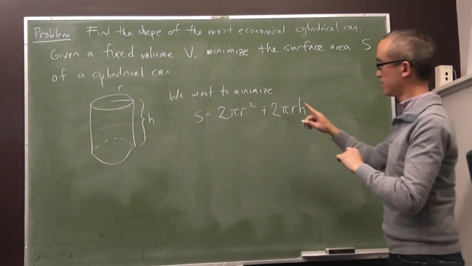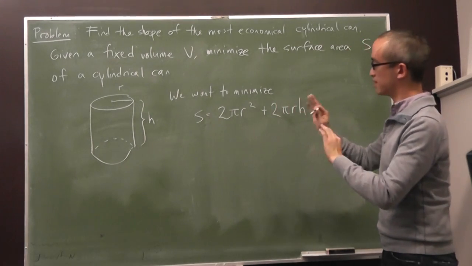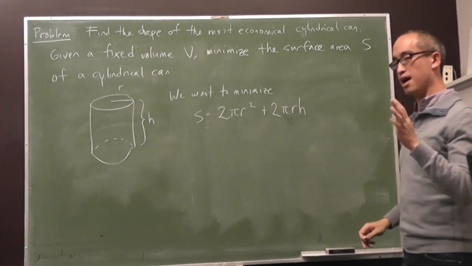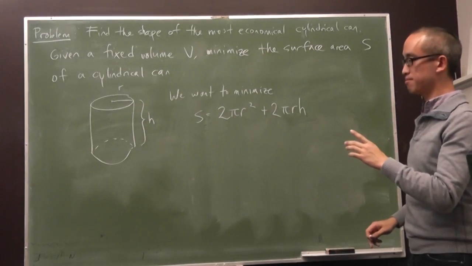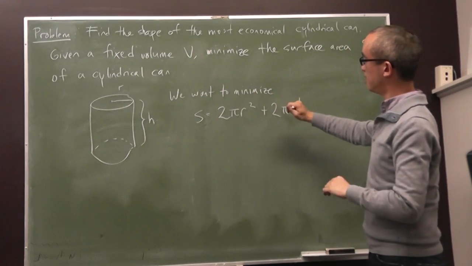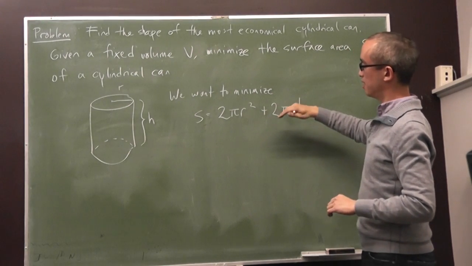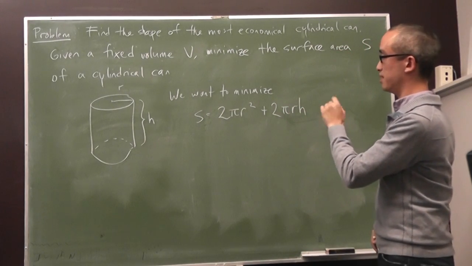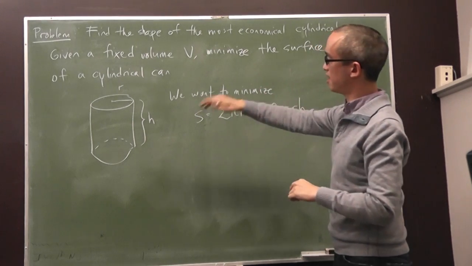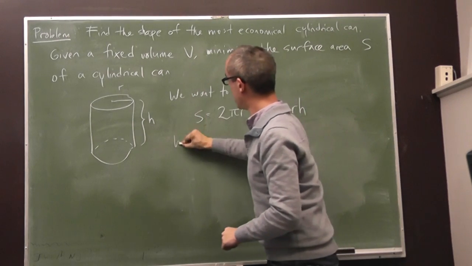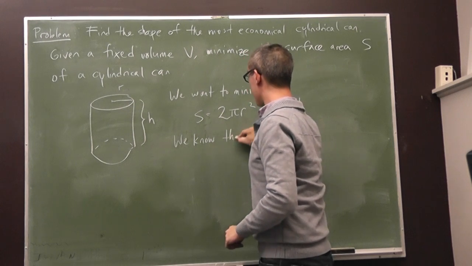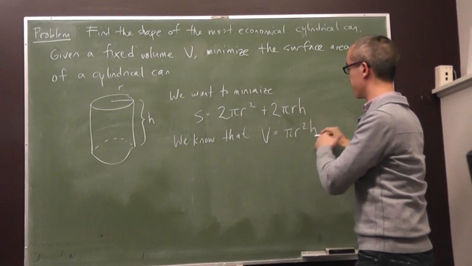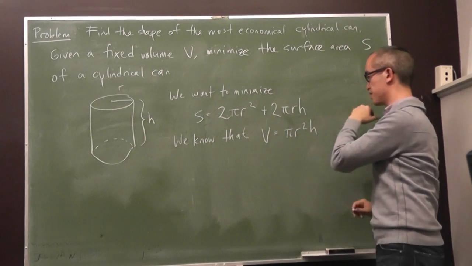Now the problem is we want to adjust the radius and the height, r and h, in order to minimize this. But we only know how to minimize functions, at the moment anyway, of one variable. And so my next task is to reduce this function from being of two variables to being of one variable. I do this by looking at the constraint. We know that this can has to have a volume V. So we know that pi r squared h, which is the volume of a can, has to be equal to this constant V.